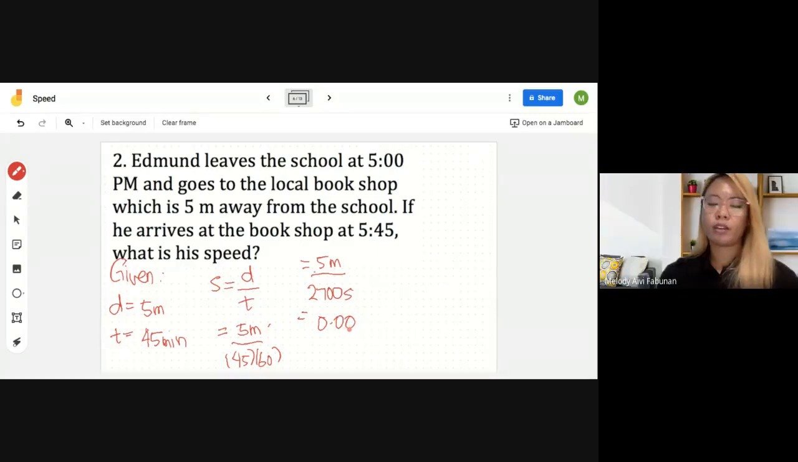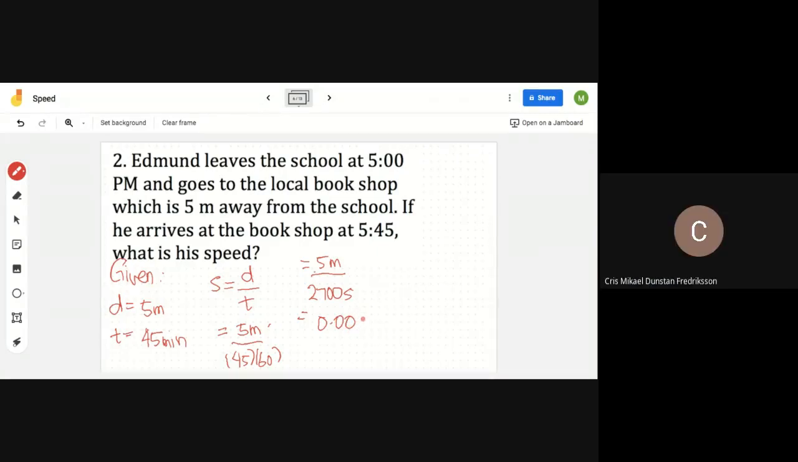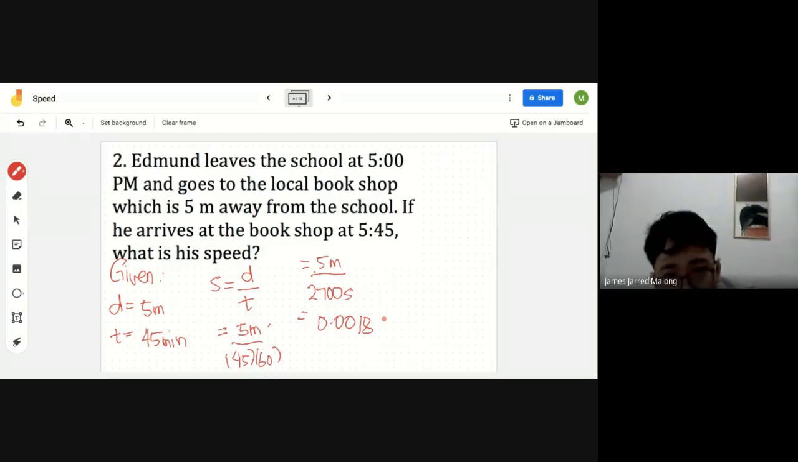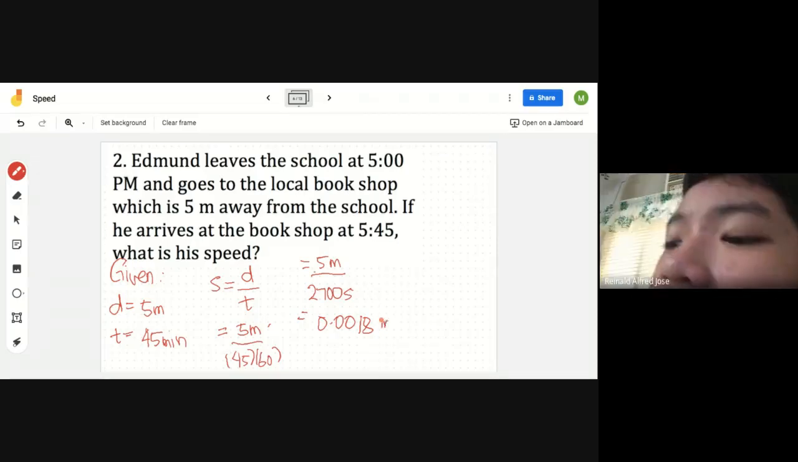We come up with 0.0008? 0.0018. And what's the unit? Meters per second.